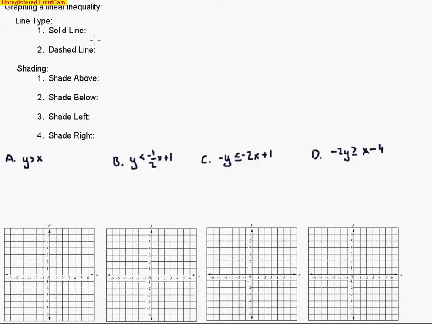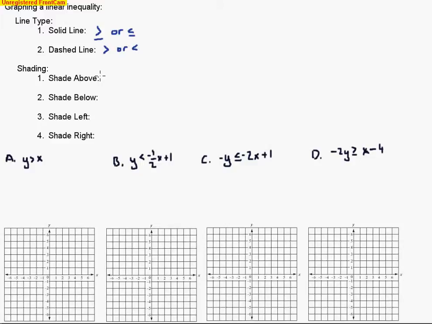However, we've got to concern ourselves with line type and shading. So remember, we're going to end up using a solid line when we have an inequality that is equal to. So greater than or equal to, or less than or equal to. Because the solid line means that the possible solutions are also on that line, along with either being above or below. Dash line is when it does not equal, so it's either going to be a greater than or a less than. And then shading.